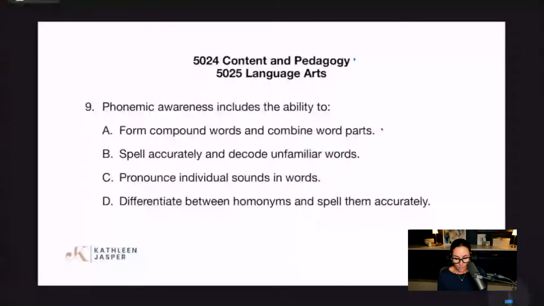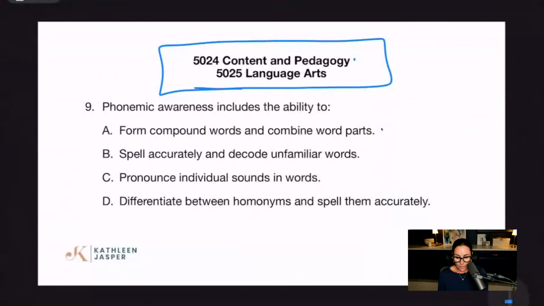Now, this is in the 5024, this would be considered content and pedagogy. And in the 5025, this would be considered language arts. We're talking about reading. And when we're talking about reading, we're talking about the foundational skills of reading for our pre-K through third kids, right? So they're just learning to read. And one of the first skills they will use is phonemic awareness.